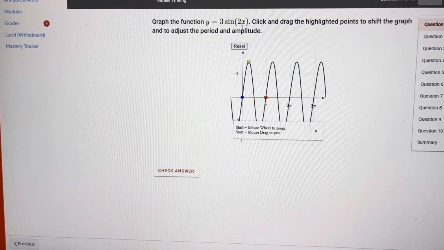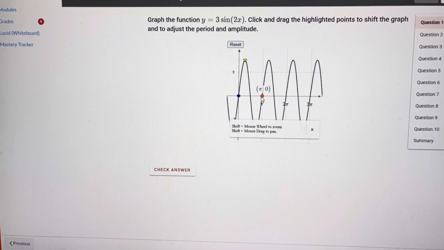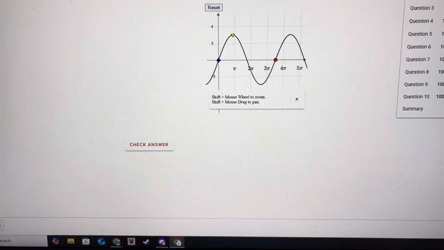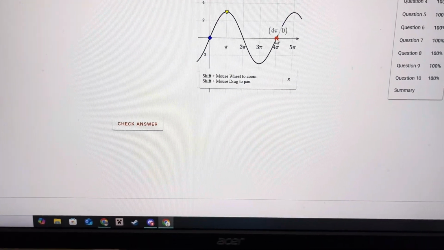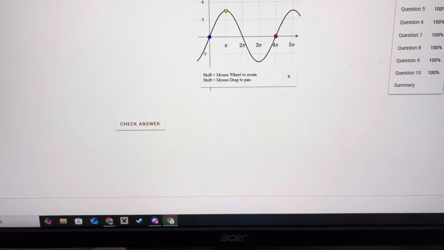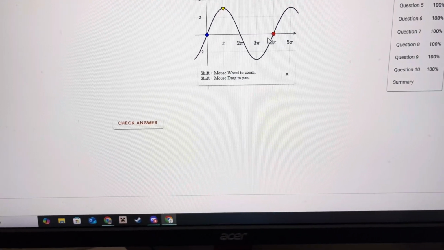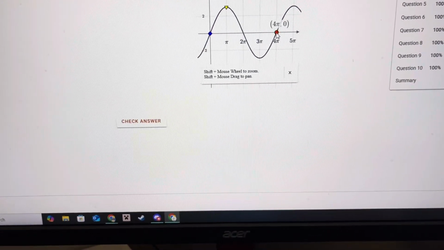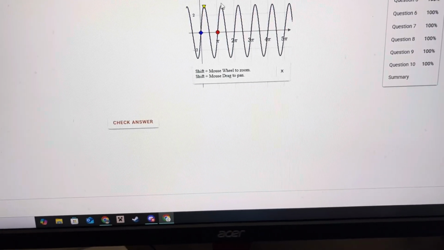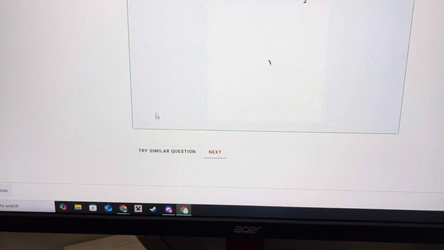If this was like half instead of 2, we would extend it out all the way. If this was half, then we would change it to 4 pi instead, because we only have half of it going to 2 pi. But since this is 2x, we want 2 lines to happen before 2 pi happens. So we have 1, 2. Then we check the answer, and we got it.